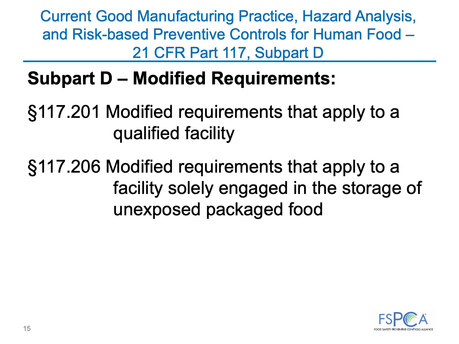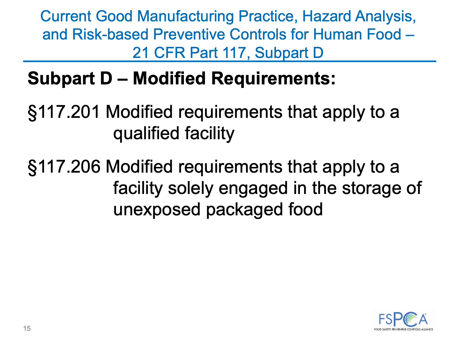Subpart D contains the provisions for modified requirements that apply to a qualified facility and that apply to a facility solely engaged in the storage of unexposed packaged food that requires time temperature control for safety. Qualified facilities: a very small business is a qualified facility. They are exempt from subparts C and G, but are subject to subparts A, B, D, E, and F. They must submit attestations as described in Section 117.201.